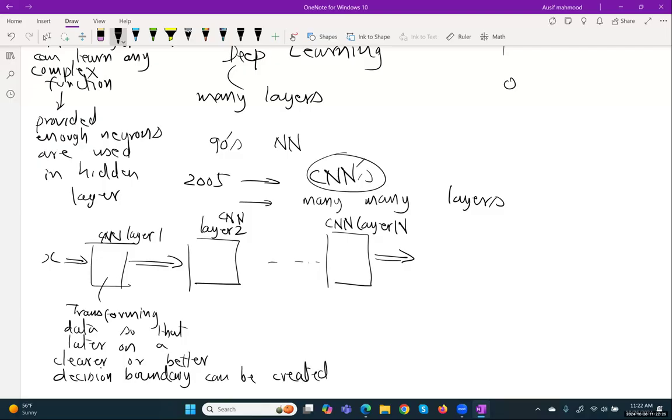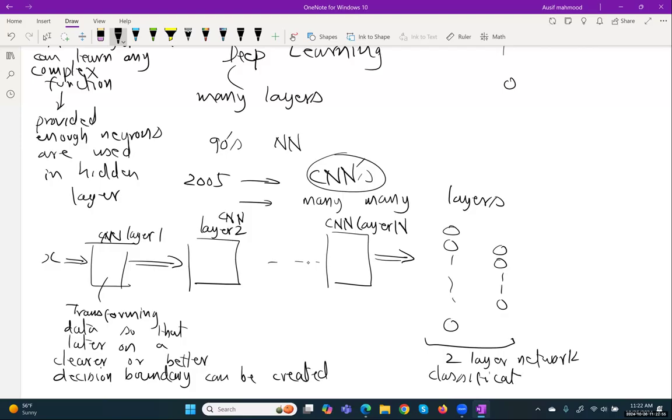Okay, so each one of these layers is again adjusting the data in such a way that once we go to the very end, you will still see a 2-layer network. So this 2-layer network will do the classification.